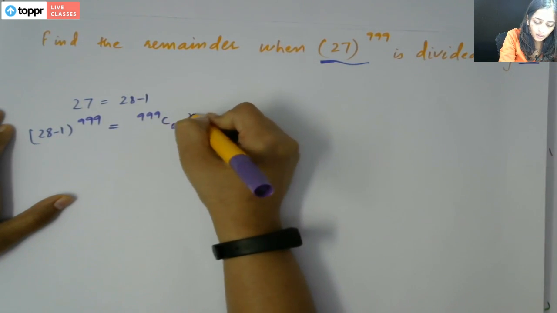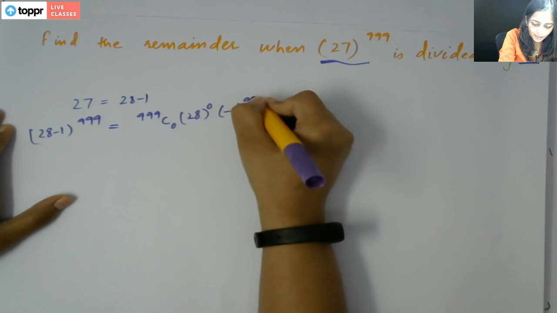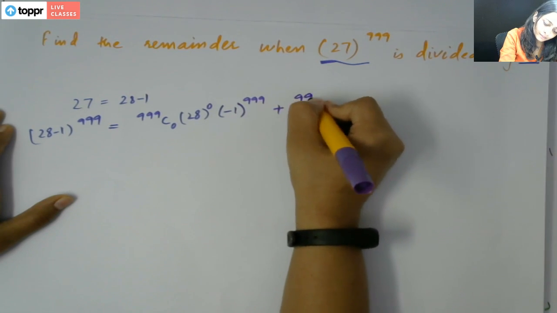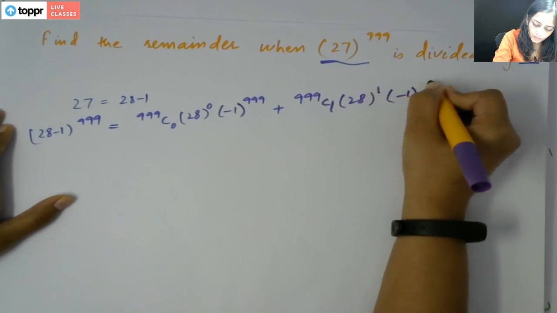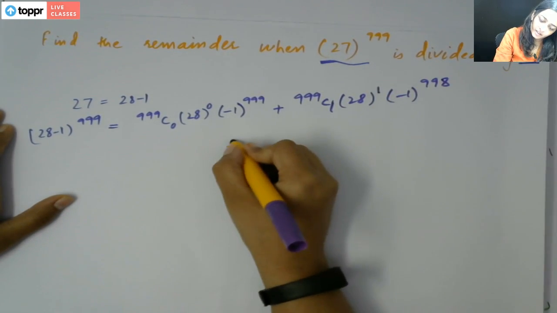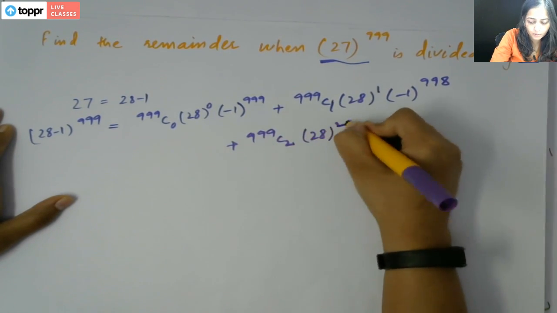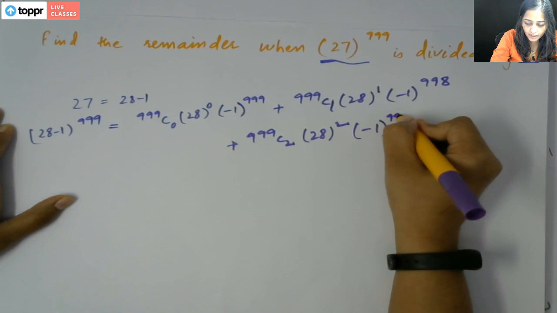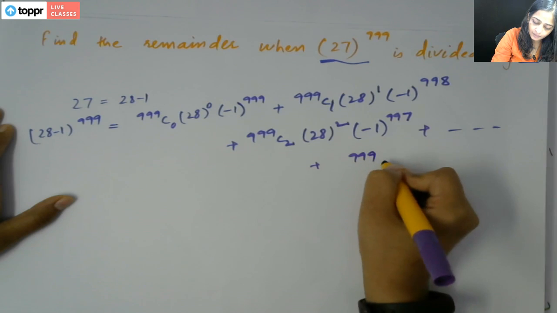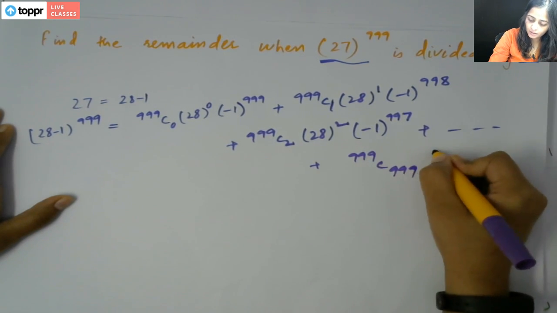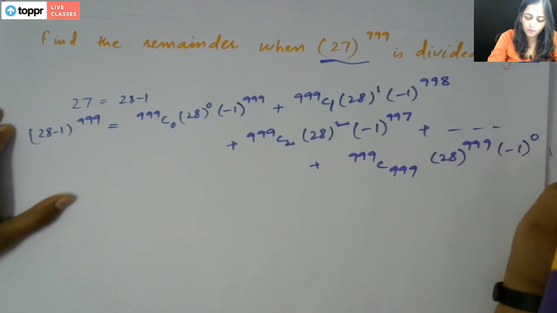999C0, 28 raised to the power 0, minus 1 raised to the power 999, plus 999C1, 28 raised to the power 1, minus 1 raised to the power 998, plus 999C2, 28 raised to the power 2, minus 1 raised to the power 997. I'll keep on writing till 999C999, 28 raised to the power 999, minus 1 raised to the power 0.